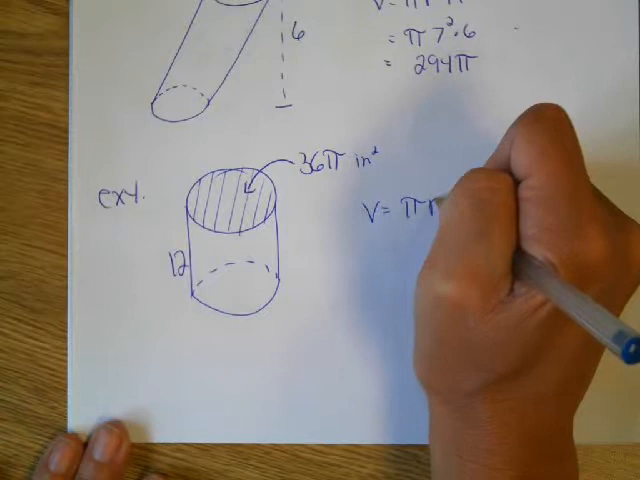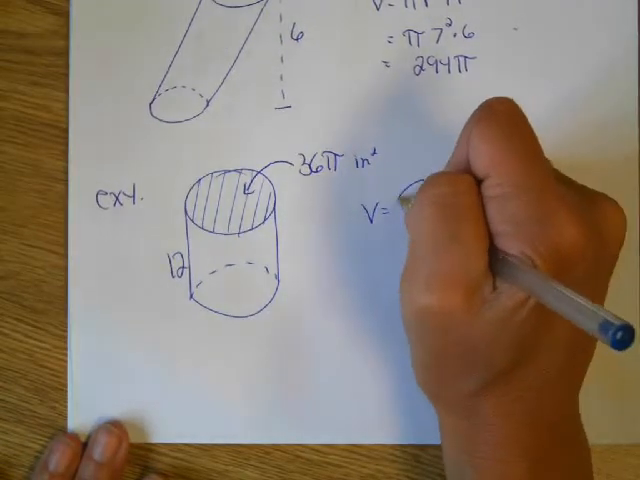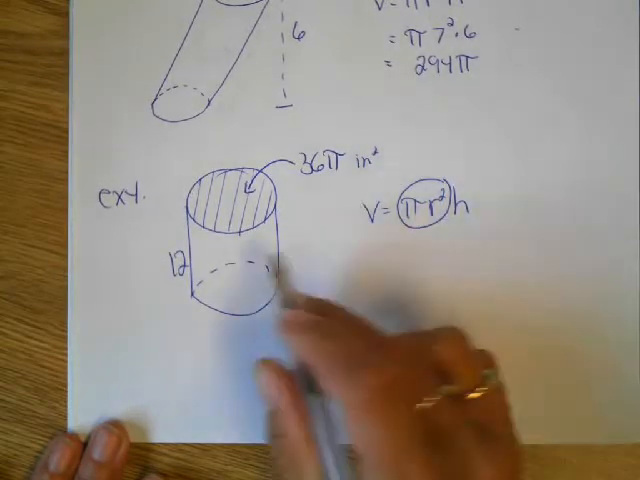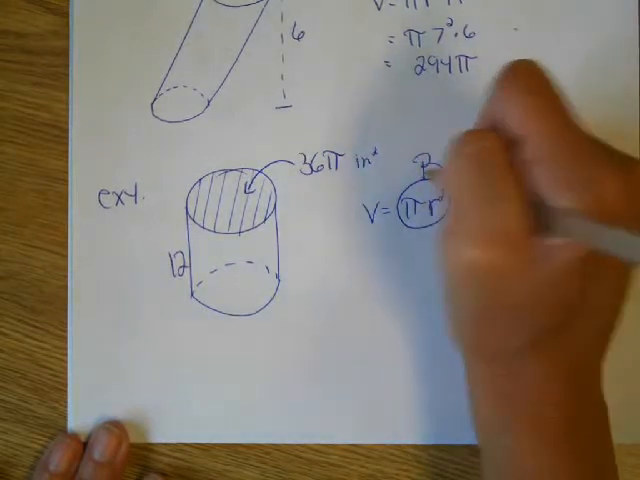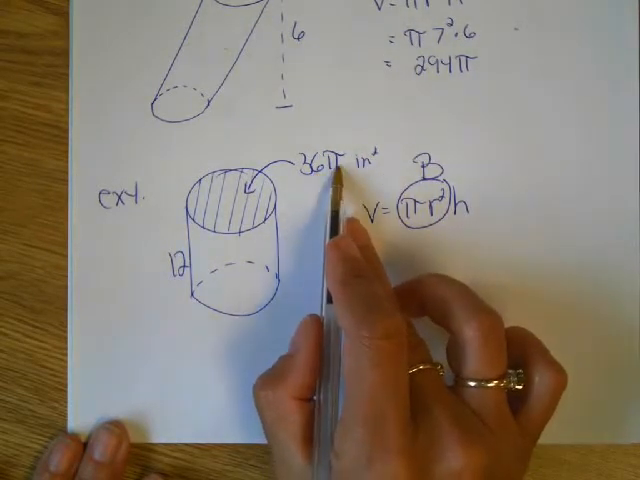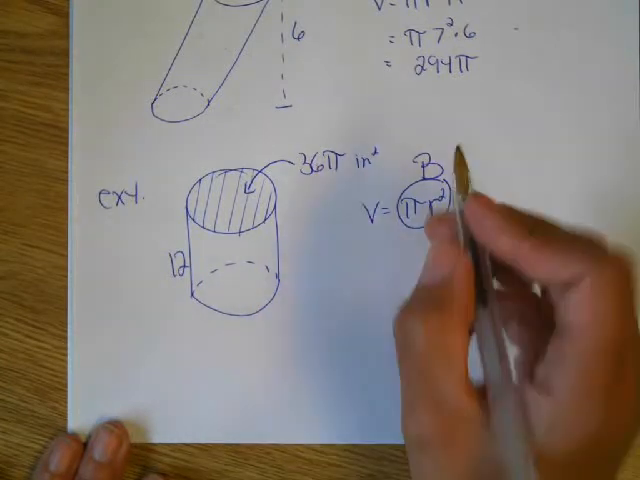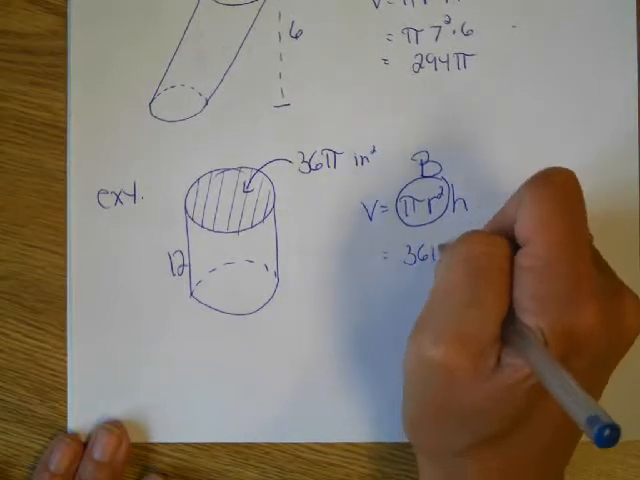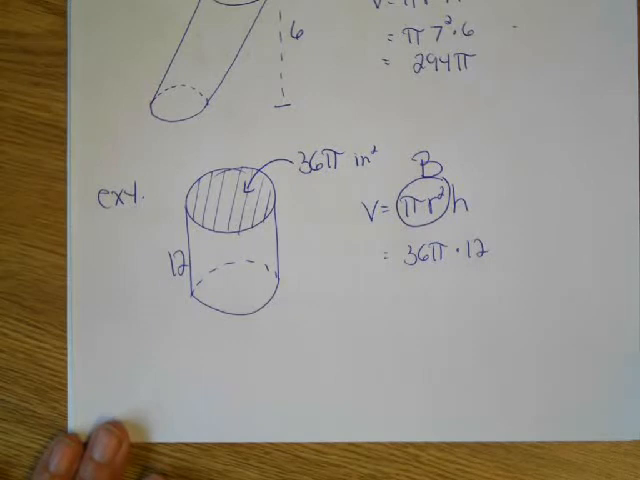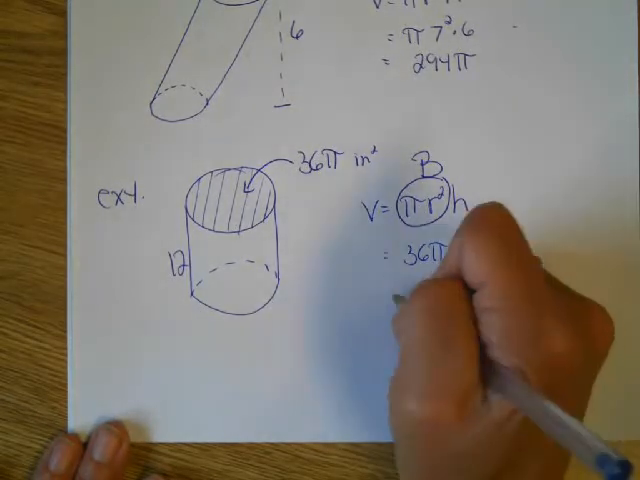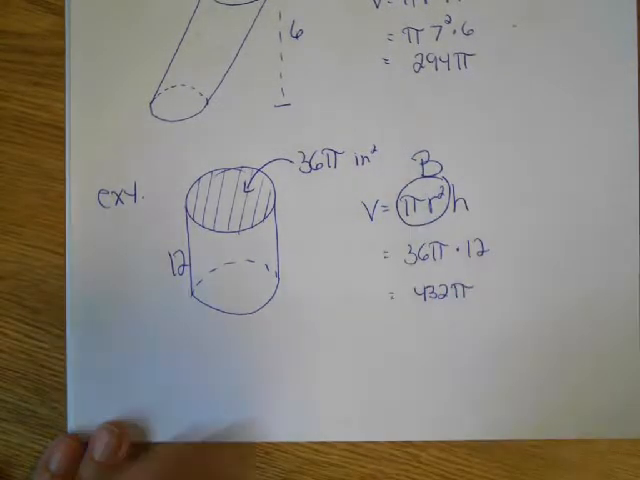Well, you can be clever here. Remember, this pi r squared, even though I didn't give you the radius, you really don't need it, because this pi r squared is the area of the base. I gave you that right here, 36 pi. So I can take this pi r squared, throw it away, and substitute in 36 pi, and multiply by that height of 12. Or 432 pi.